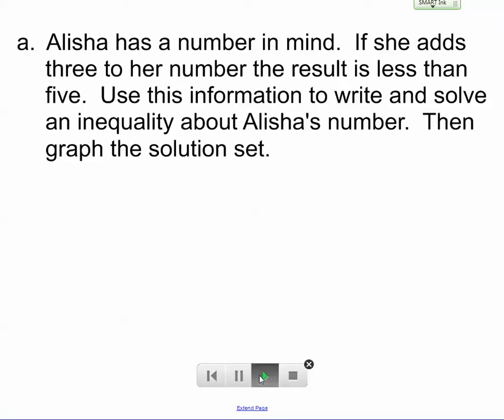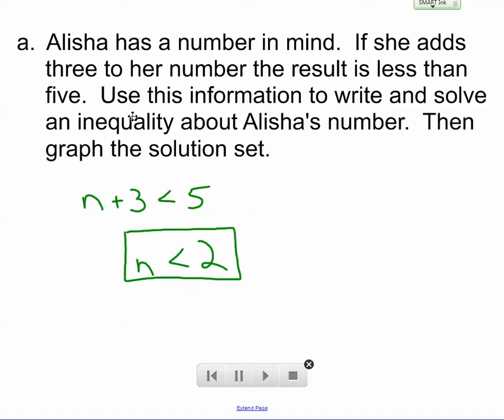Alicia has a number in mind. If she adds 3 to her number, the result is less than 5. So there's our inequality: Alicia's number plus 3 is less than 5. So Alicia's number then, if we subtract 3 from both sides of this inequality, must be less than 2. That would be the solution. Any number less than 2 would fit the criteria they gave us up here. We don't know what it is yet, but at least we've narrowed it down.